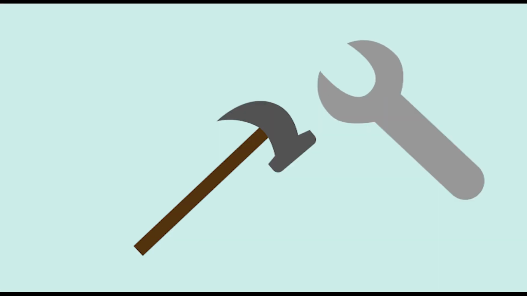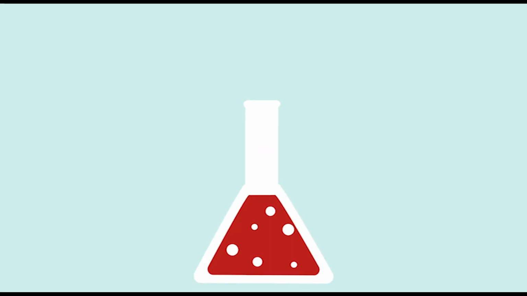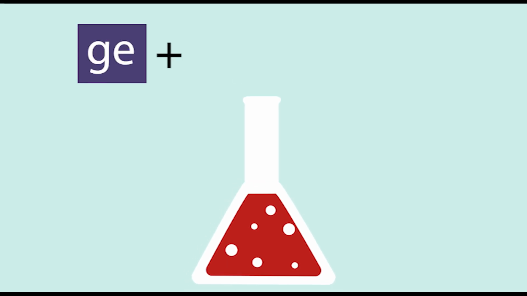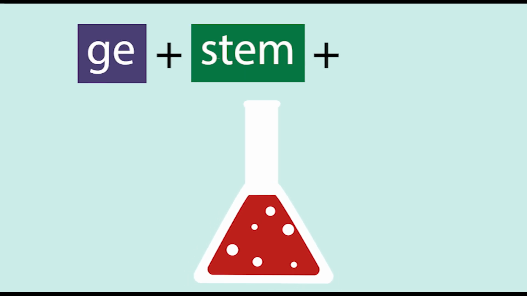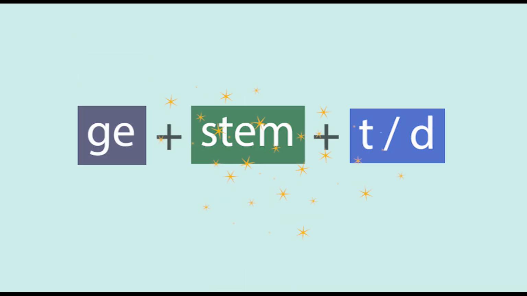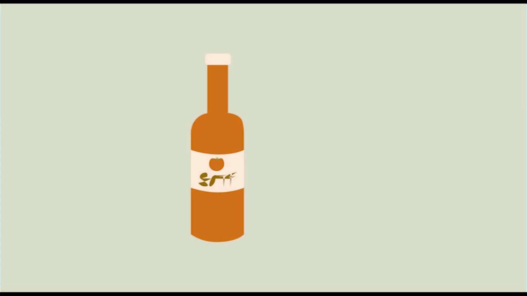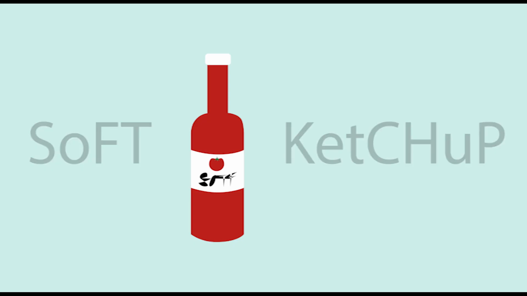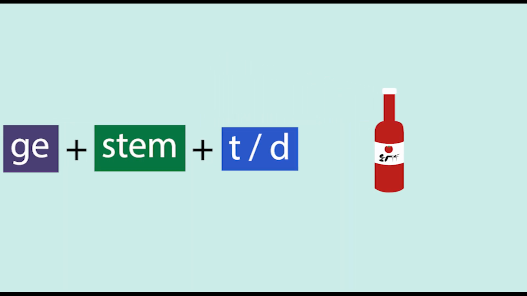We're now ready to start forming our past participle. There are two tools you'll need to form the past participle of the regular verb in Dutch. The first is the formula for the past participle: ge plus the stem of the verb plus t or d. The second tool are some magic words: soft ketchup. Let's see how we use these tools.